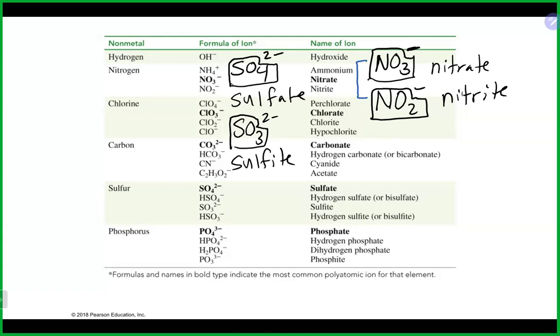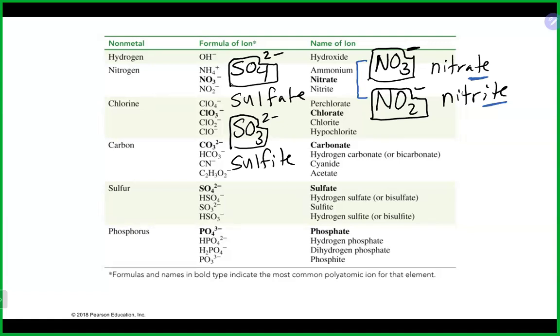It's the only difference. Now, the one with the most oxygens is NO3 minus. It's got 3 oxygens versus the other one that has 2. And that one ends in "ate." The one with the least number of oxygens typically ends in "ite." A good way to remember that is like you ate too much. Yes, the one that has more oxygens is the one that will end in "ate."